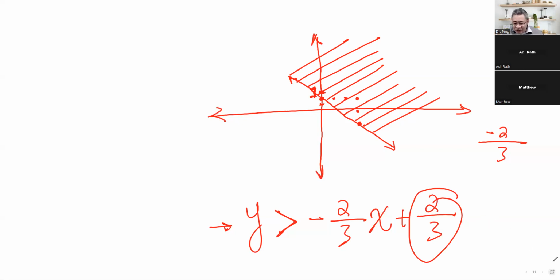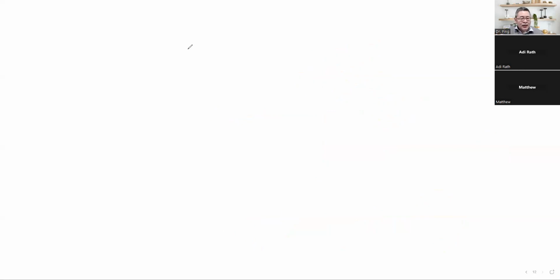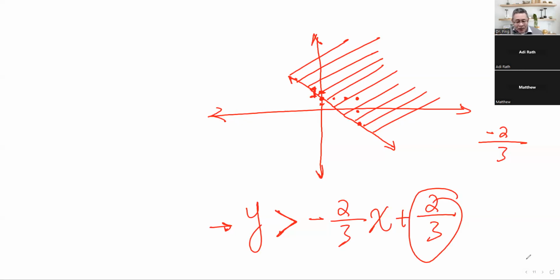So I'm going to show just one more, okay? Actually, for the one here, I shouldn't use the solid line. That should be a dashed line, because this is a greater than. So that should be something like this. Good. Yep. Thank you, Matthew. Thank you, Addy.